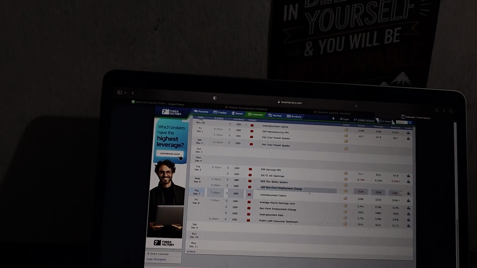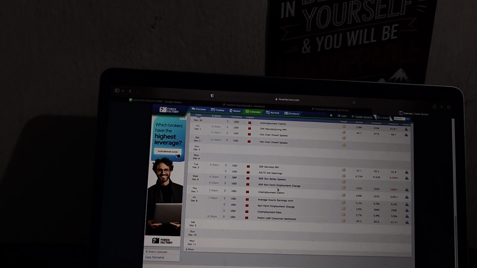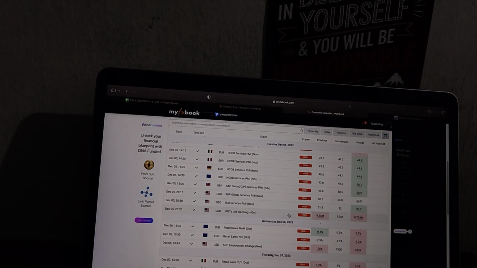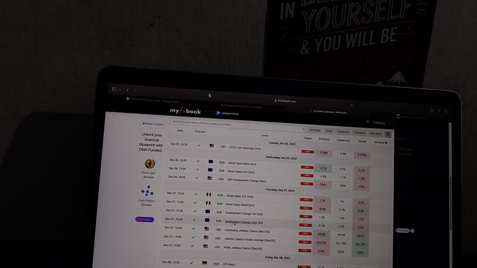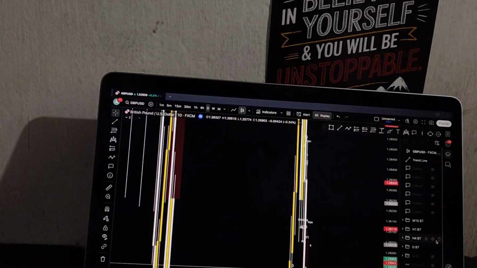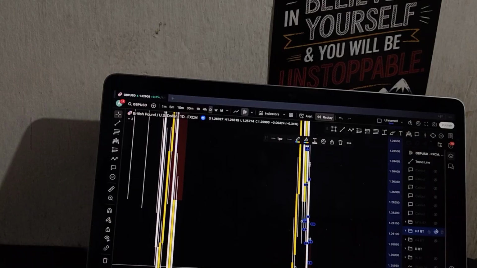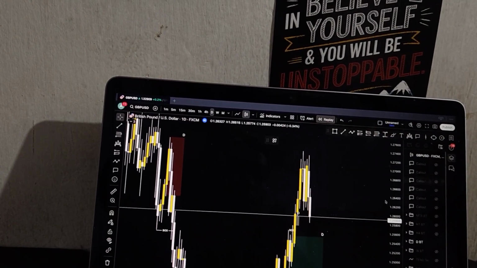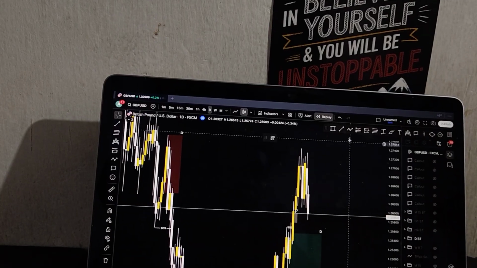And on Wednesday there is ADP non-farm employment change, so we have to be careful, NFP. And on Thursday there is unemployment claims, and Friday we will not trade because of NFP. Wednesday ADP non-farm employment, Thursday we can trade, and Friday we can't. So that was something. And going on Wednesday, my bias was clearly bearish.